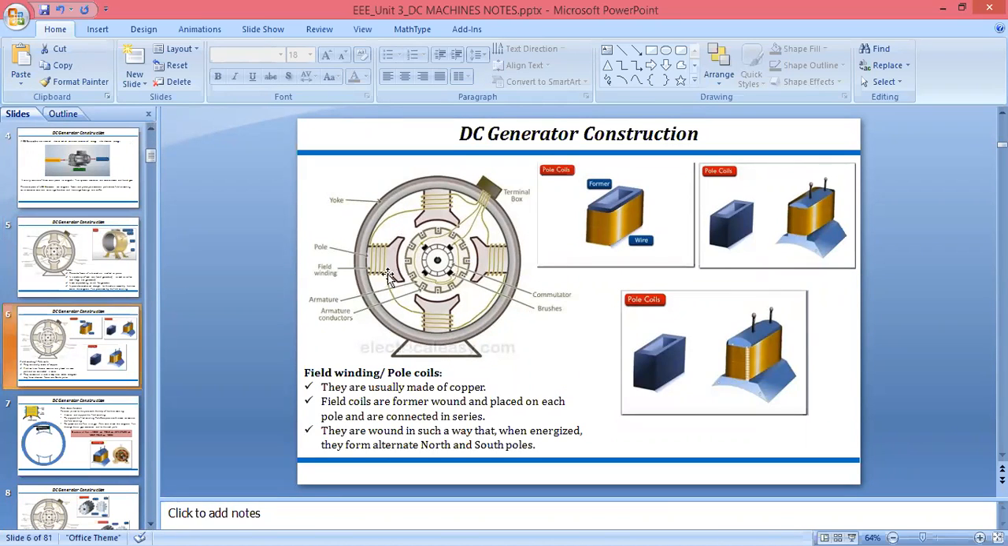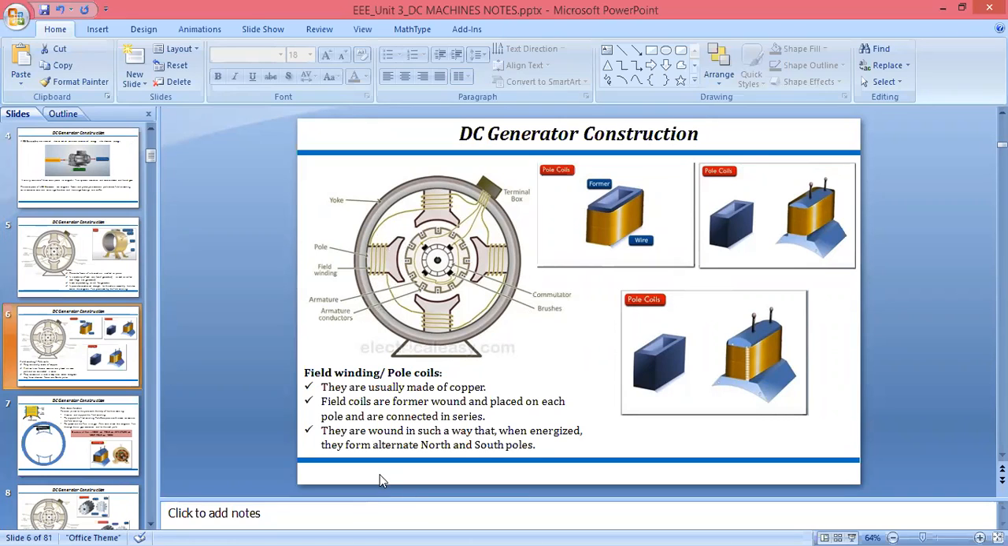Now you can see this is the pole on which we are using winding. हम उस पे winding कर रहे हैं. So we can say that winding is a field winding, and they are usually made of copper, because copper is a good conductor. That's why we are using copper to make a field winding. Again, you can say field windings are formed and placed on each pole. If you see the construction diagram for the DC generator, we can see here we are using 4 poles on which we are doing winding.